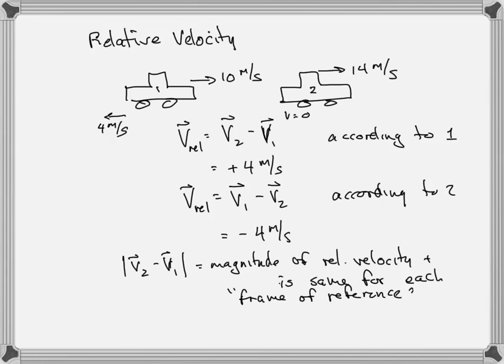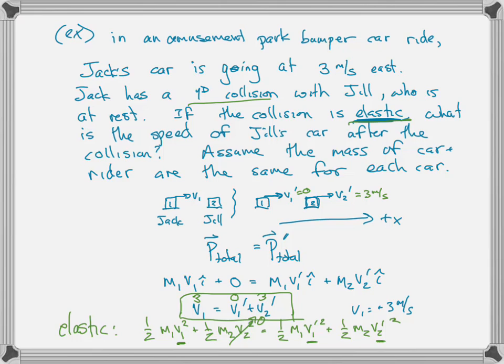So I want to think about that relative velocity. And it's the same for each frame of reference, or for each observer, for each car. That's the right terminology. So let's look at this for the bumper car example. I want you to notice that initially Jack was going 3 meters per second east, then had an elastic collision with Jill, and then Jill was going 3 meters per second east. So what is the magnitude of the relative velocity before the collision? Jack is going 3 meters per second east, and Jill is sitting still. So Jill says Jack is moving towards her at 3 meters per second east. After the collision, Jill is moving at 3 meters per second east, and Jack is sitting still.